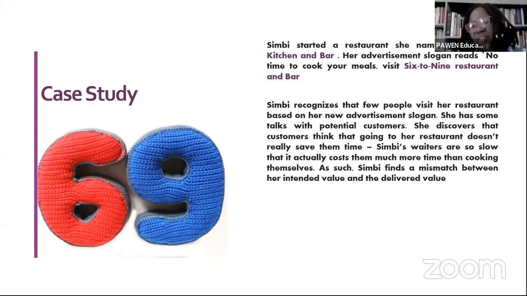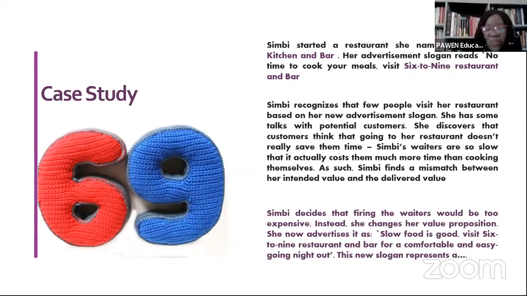So what does Simbi now do when she realizes this? She doesn't sack all her waiters, which I know would have been the first thing some of us would have thought about. But then she had to change her value proposition. And then she now advertises that slow food is good. Visit 6 to 9 restaurants and bar for a comfortable and easygoing night out.